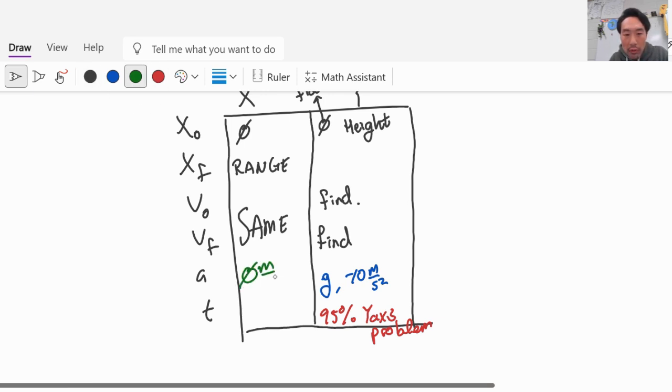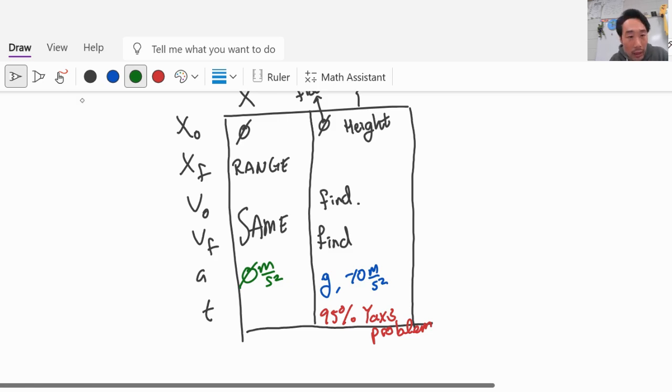Your acceleration in the x-axis is almost always going to be 0 meters per second squared, unless you're doing an air resistance problem, and we won't tackle that until way later in this course. All right, and then of course time is time. Now here's the important part: the time of flight for the y-axis is the same time of flight for the x-axis. Right? Time doesn't care about the dimension.